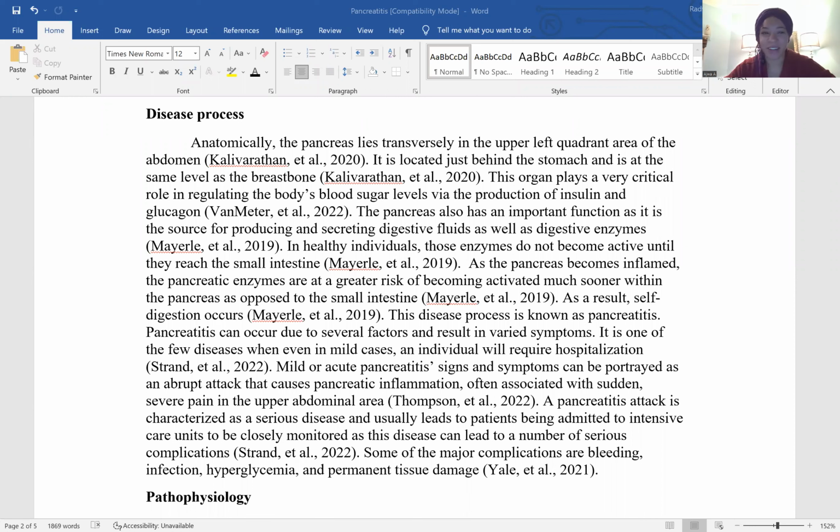So let's get started. For the disease process, medically, the pancreas lies transversely in the upper left quadrant area of the abdomen. It is located just behind the stomach and it is at the same level as the breastbone. This organ plays a very critical role in regulating the body's blood sugar level via the production of insulin and glucagon. The pancreas also has an important function as it is the source for producing and secreting digestive fluids, as well as the digestive enzymes.